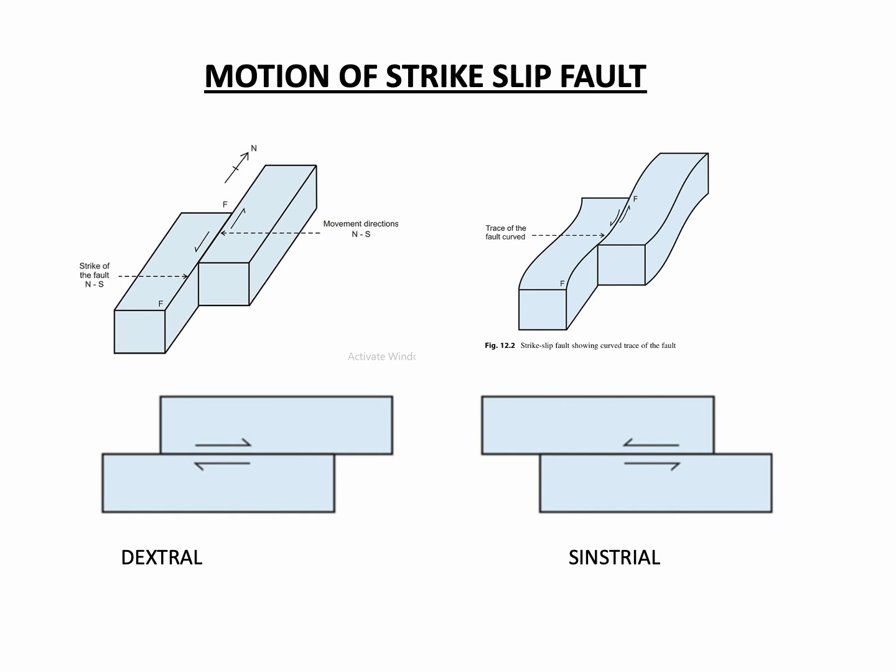Now, on the basis of the motion of the strike slip fault, we categorize it into two types: dextral strike slip fault and sinistral strike slip fault. In a dextral strike slip fault, if we stand on one block in this figure and the block on the opposite side moves to the right, this is the dextral strike slip fault. Example: San Andreas fault in California. The second one is the sinistral strike slip fault, in which, when we face the fault, the block on the opposite side moves to the left.